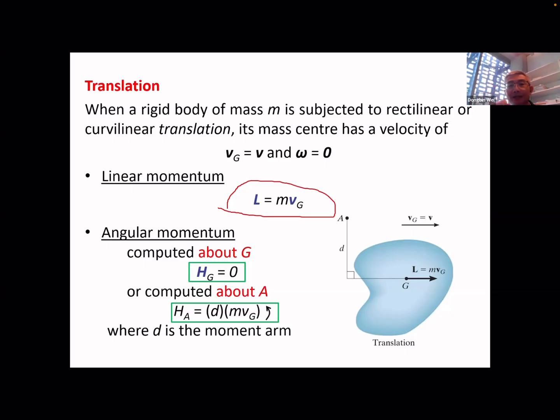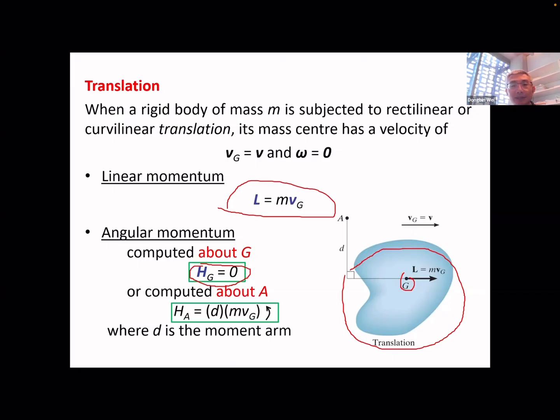So, for example, if this rigid body is undergoing translation, then its angular velocity must be zero. So this means if you use the mass center point G for your calculation of angular momentum, it must be zero. Okay?